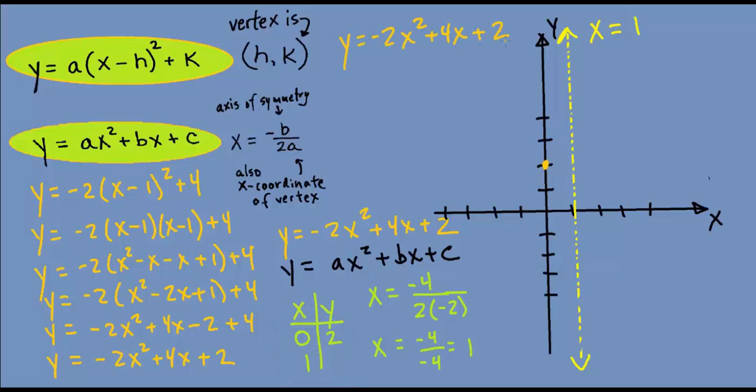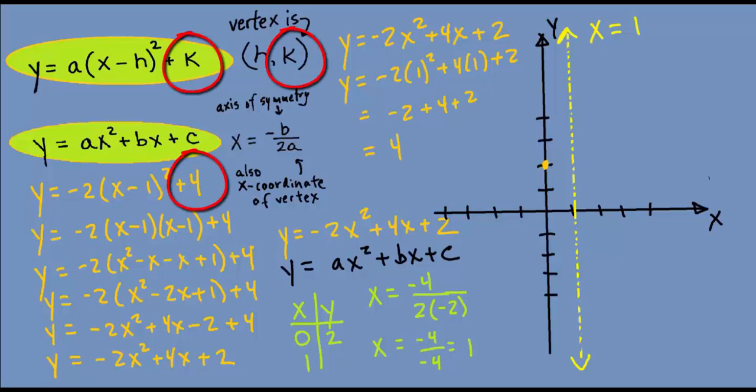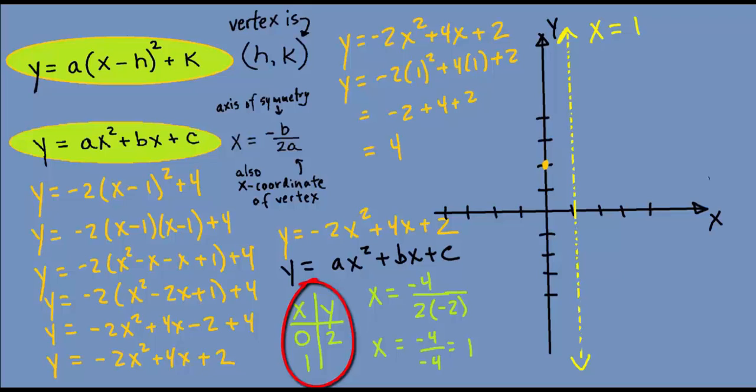Just rewrote the equation. Now I'm going to plug in 1. Well, look at that. We got a 4, which we already knew was going to be the y-coordinate of the vertex because we started in vertex form and saw that 4. But we're pretending we didn't know, and so now we do. X is 1, outputs y of 4, and we know that's going to be our vertex. So over 1 up 4, that's up here.